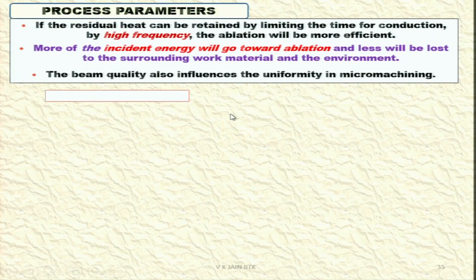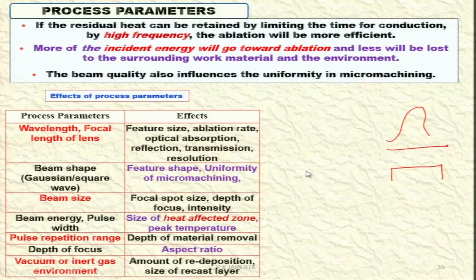The beam quality also influences the uniformity in micromachining. When the beam is there, how is the energy distributed within the beam? Is it like this, or is it like this, or is it like this? All of them are going to affect the performance of the process and characteristics of the machined surface. Effects of process parameters like this: wavelength, focal length of lens, they affect the feature size, ablation rate, optical absorption, reflection, transmission, resolution.